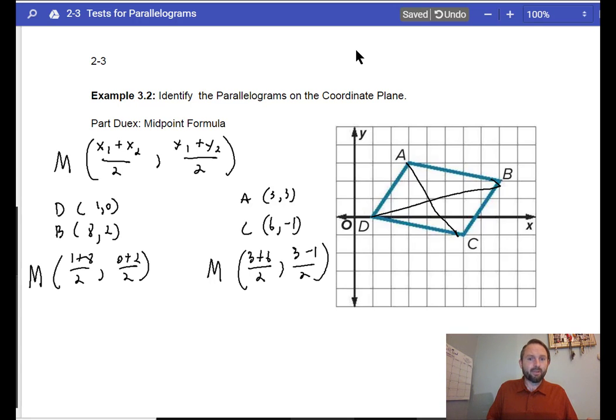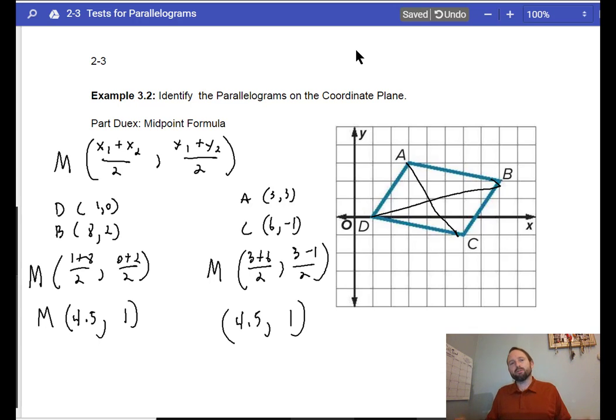divided by 2. So if we do this, 1 plus 8 is 9. 9 divided by 2 is 4.5. Okay, so not a nice number, but that's okay. And then 2 divided by 2 is 1. All right, cool. The midpoint of AC would be 3 plus 6 is 9. 9 divided by 2 is 4.5. Just have to test this. 3 minus 1 is 2. 2 divided by 2 is 1. Well, by Jove, we just proved that the midpoints of the diagonals are the same. These diagonals bisect each other, and that's it.